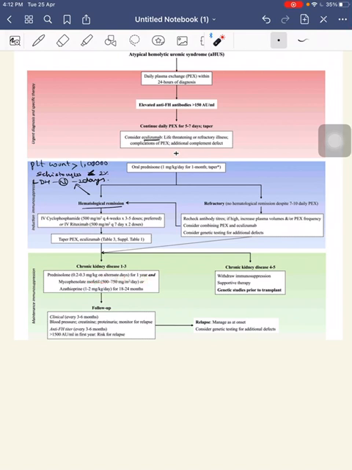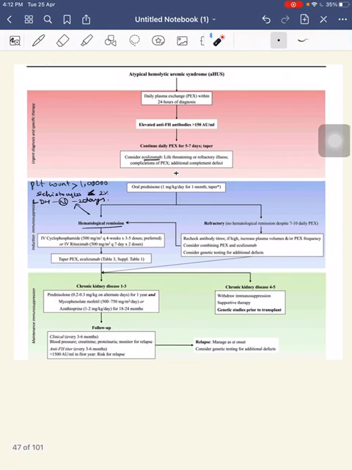Next, when you are doing the follow-up, when the child presents with chronic kidney disease stage 1 to 3, you are giving prednisolone at the dose of 0.2 to 0.3 mg per kg on alternate days for about 12 months along with mycophenolate mofetil or azathioprine. Or if the child has CKD of stage 4 and 5, you will withdraw immunosuppression, give supportive therapy, and you do a genetic study because you are planning for a renal transplantation.